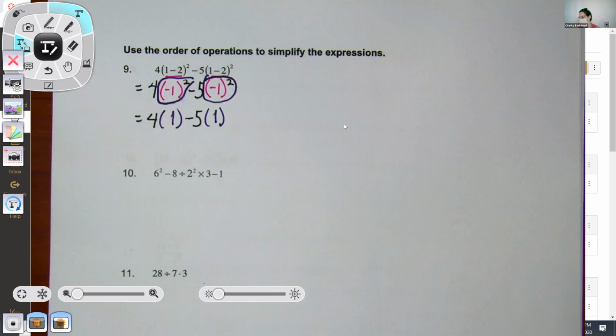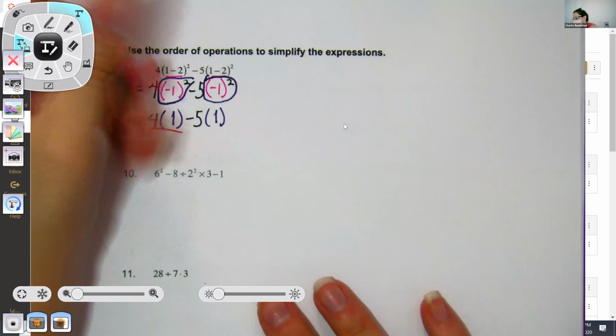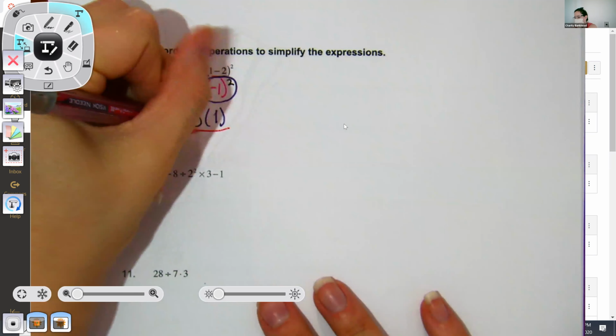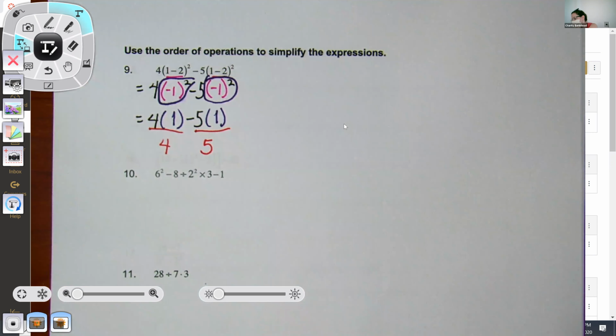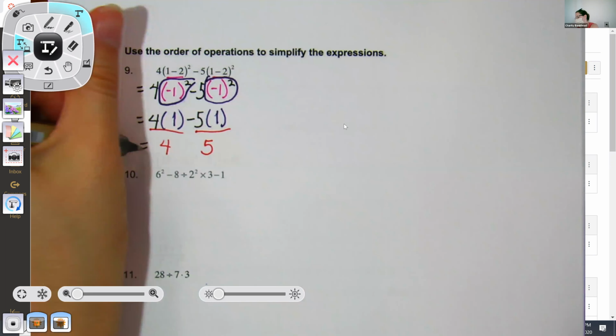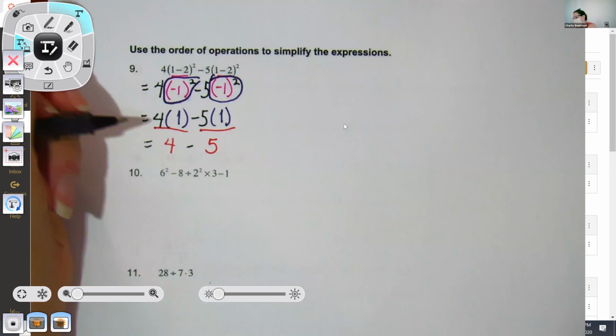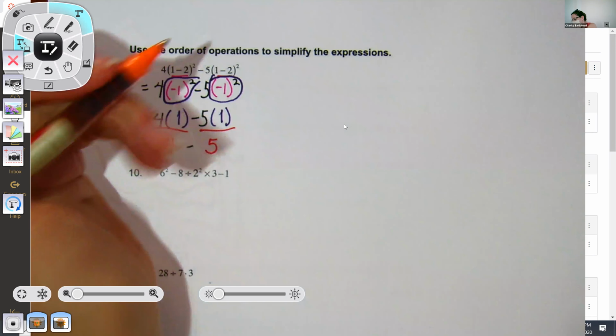So the next thing I would do is multiply. 4 times 1 is 4, and 5 times 1 is 5. So now I'm just looking at 4 minus 5. And I know that 4 minus 5 equals negative 1.